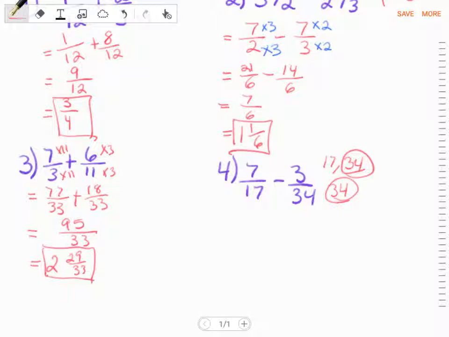Not a big deal. I'm going to multiply on top and bottom of here by 2 in order to get that to be the way I want it to be. So I'm going to end up with 7 times 2 gives you 14 over 34 minus, and I don't have to change my second fraction at all. 14 minus 3 gives you 11, and 34 stays the same. That's not going to simplify at all, so we're done. It's as pretty as it's going to be, and you don't have to do any more work.